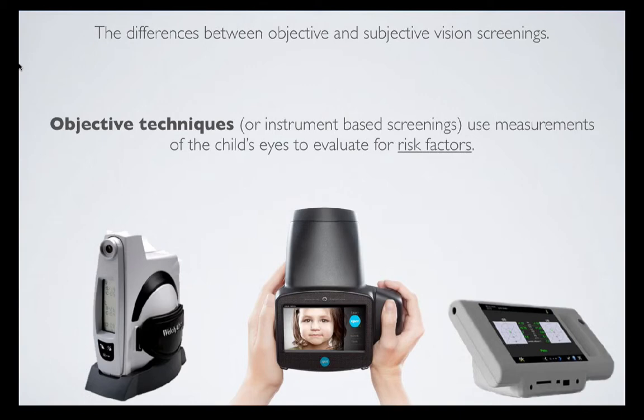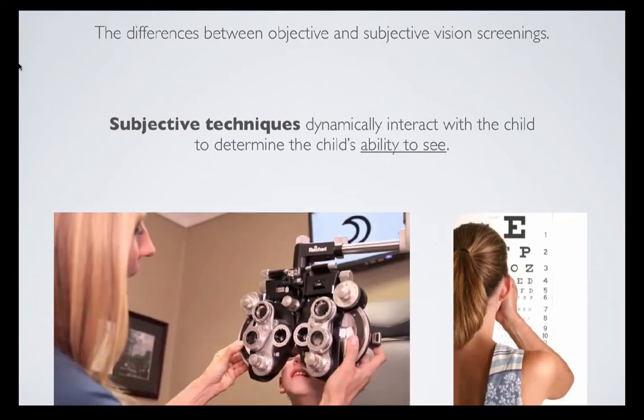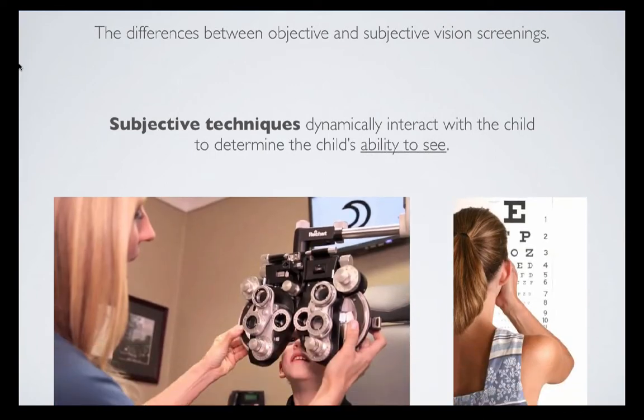The Spot in the middle and the S12 on the right are binocular auto-refractors. But it's important to understand that what these devices do is they are essentially cameras that measure the child's eyes and then evaluate for risk factors. Now, if you compare that to a subjective technique, it actually interacts with the child. Whether you're using a wall chart or whether it's an optometrist or ophthalmologist performing a full examination, there's an interaction with the child, and what you're doing is you're determining the child's ability to see.